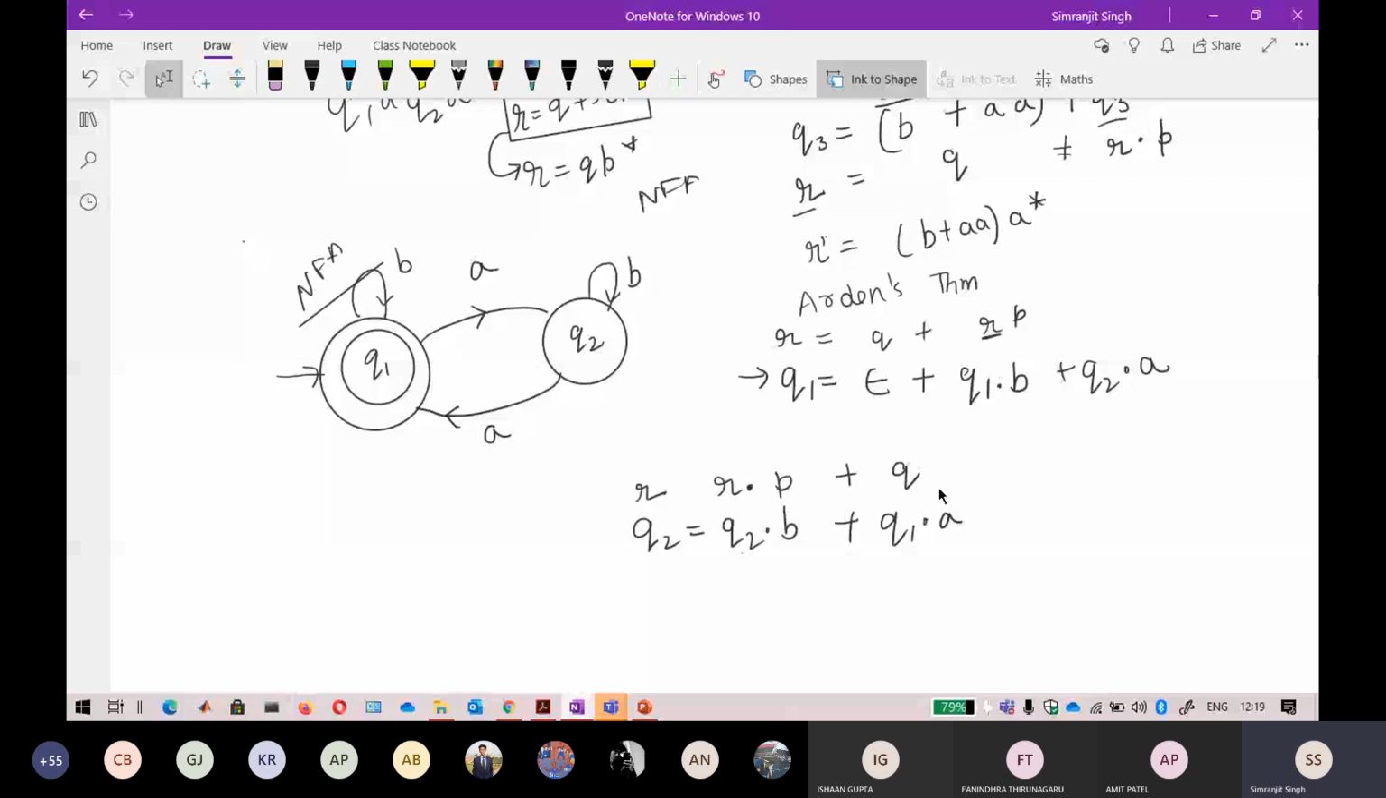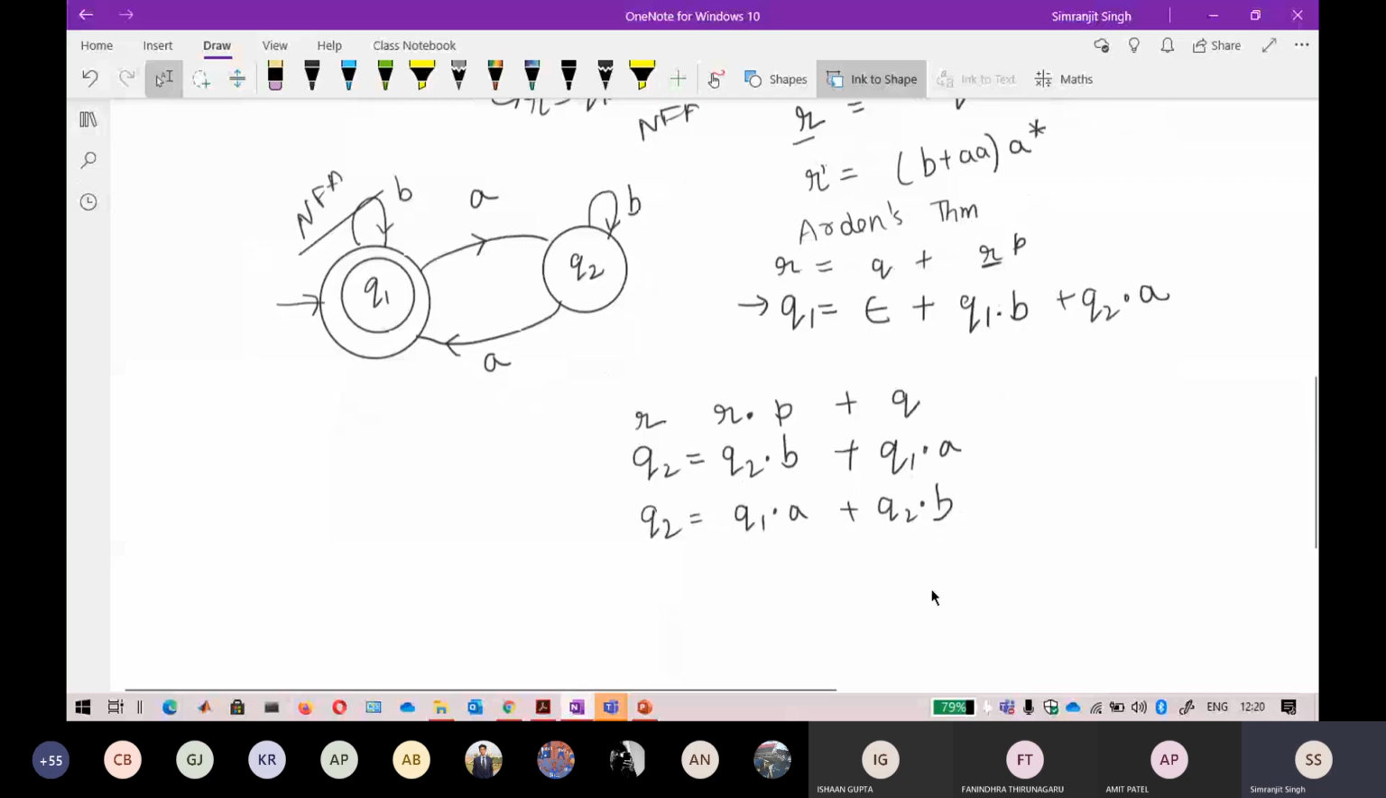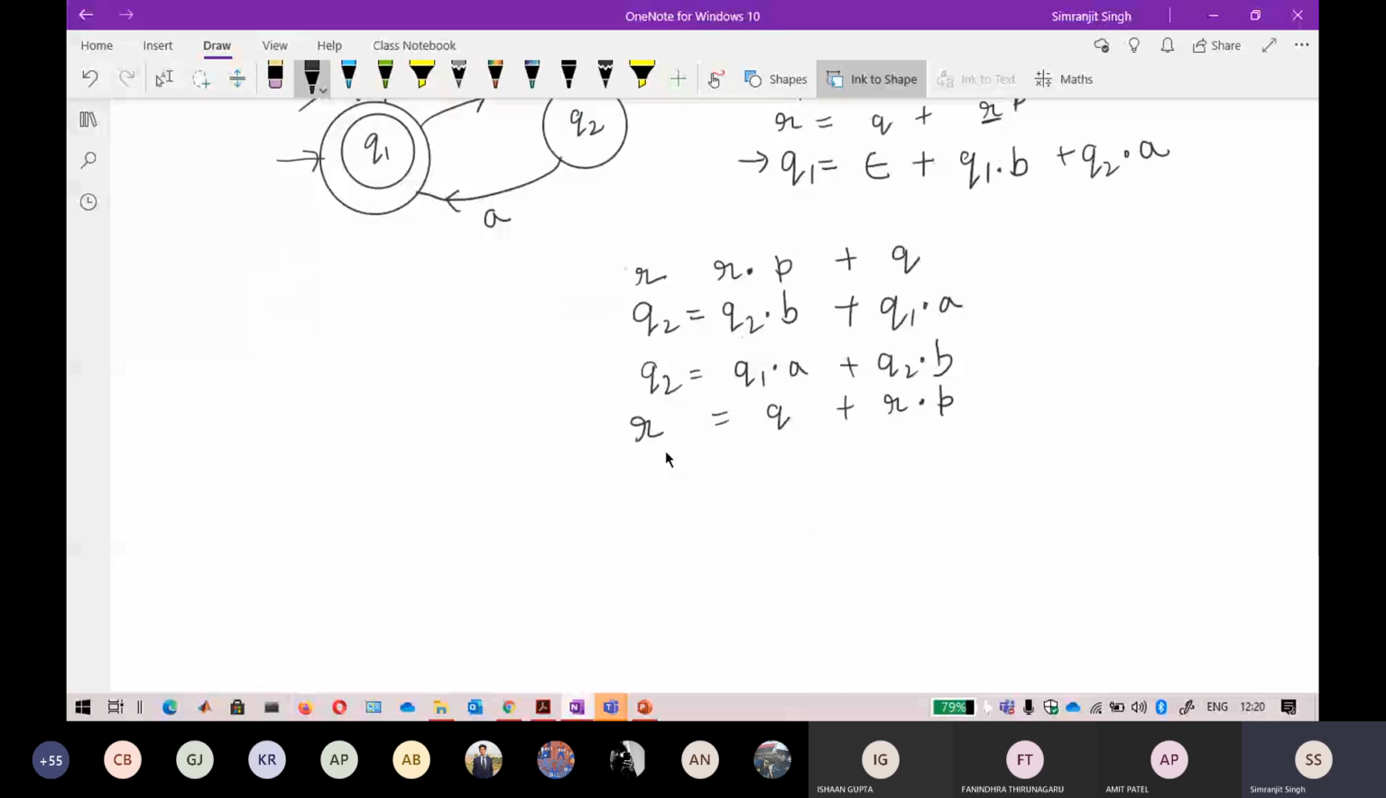If I replace this equation, Q2 equal to Q1A plus Q2B, now if you clearly see, the expression will become: this is your R, this will become your Q, and this will become your R dot P. You can recognize this expression by seeing that wherever you're using R, there is another R here. So now you can write it like this: QP star. I think QP star.